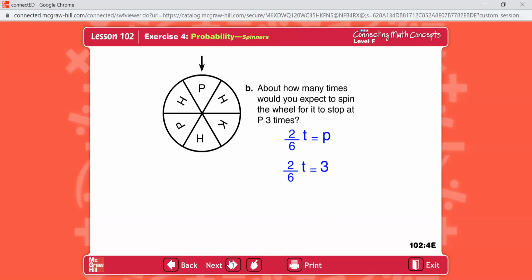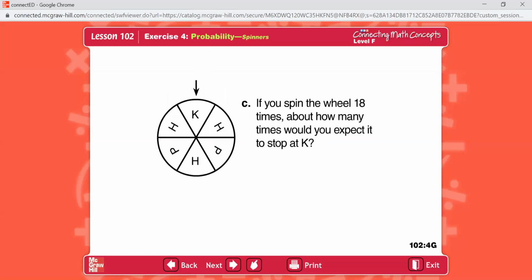Here is what you should have. And this is how you solve it. Problem C. If you spin the wheel 18 times, about how many times would you expect it to stop at K? Write the probability equation. Put in the number the problem gives, then stop.